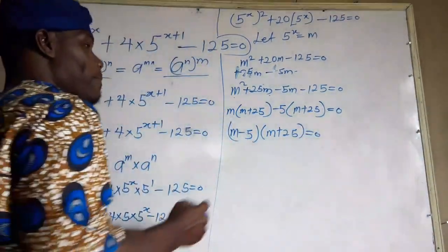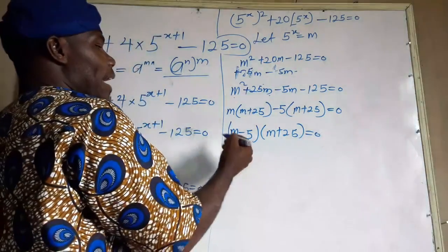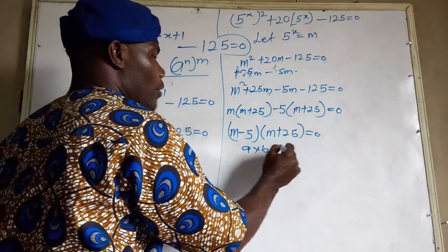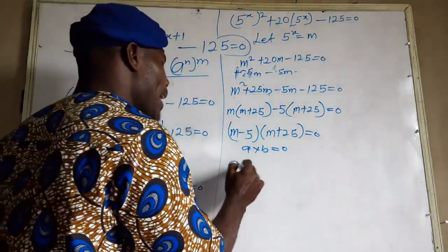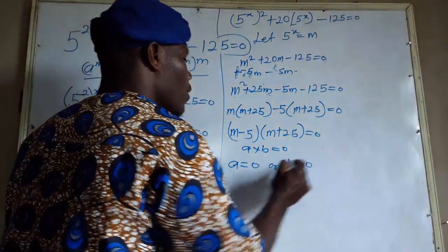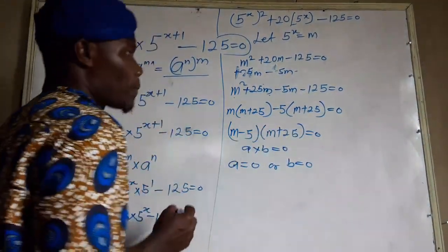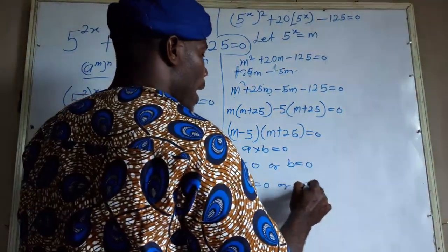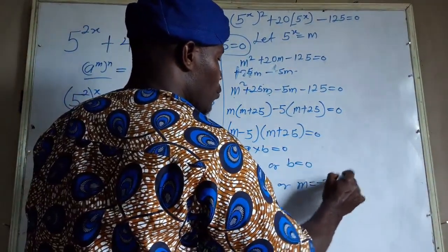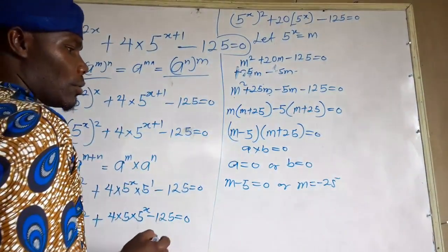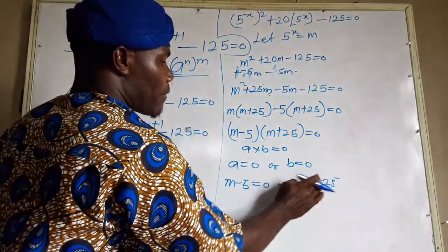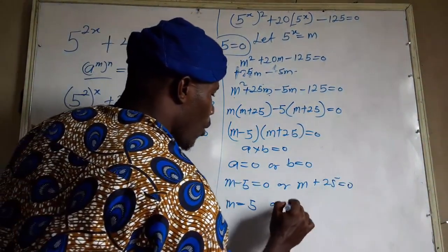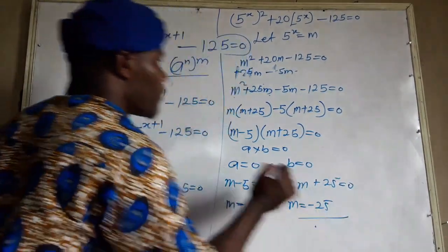As I used to say in my previous videos, anytime you have values that multiply each other, like a times b is equal to 0, it is either a that is 0 or b that is equal to 0. So in view of this, it means that m minus 5 is equal to 0, or m plus 25 is equal to 0. So m is equal to 5 or m is equal to minus 25.